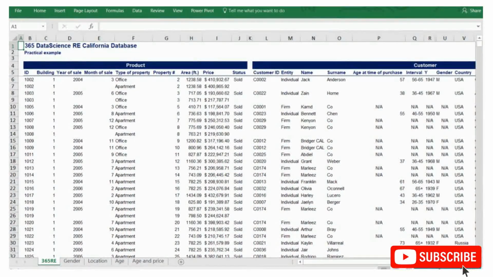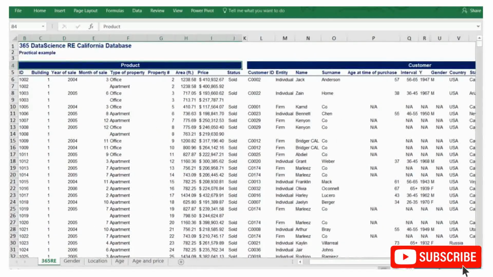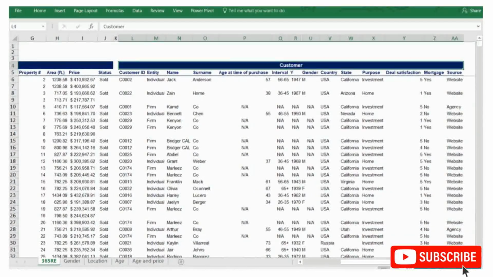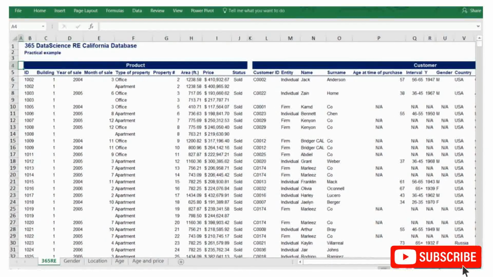The first thing we have to do when we analyze data is get acquainted with the table. It illustrates the sales of real estate property for a specific company. Let's call it 365 Data Science Real Estate California. Hopefully, no one else thought of that name. Second, the table has two parts, left and right. On the left-hand side, we have product information. On the right-hand side, we have customer information. You can easily spot all products are listed, but customer information is only available for some products. This is because we input information about a customer once the deal is done. Logically, only sold items are associated with a buyer.